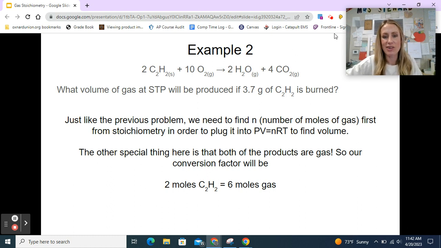Now you might be thinking, where is she getting 6 moles of gas? Well, both my H2O and my CO2, those are both gas. See these little subscripts here? So because they're both gas, I want the total moles of gas. So 2 plus 4 is 6 moles of gas total. So this is going to be my last conversion factor to find the number of moles of gas.